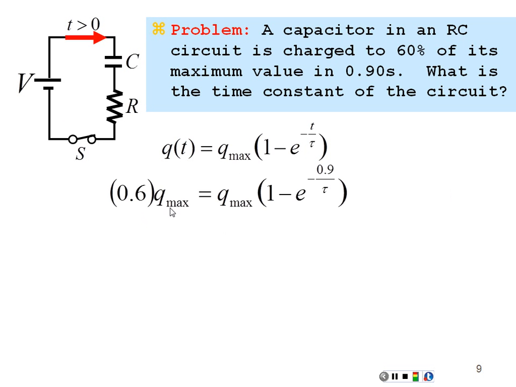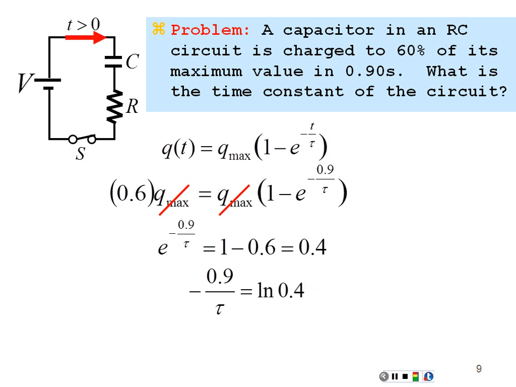So I have 0.6 Q max equals Q max times 1 minus e to the negative 0.9 seconds over tau. The Q maxes cancel out, and I have an equation with only one unknown, tau. I can solve this for my time constant, tau. Subtract 0.6 from both sides, add e to the negative 0.9 over tau to both sides. So I have e to the negative 0.9 over tau is equal to 1 minus 0.6, or 0.4. Take the natural log of both sides. So negative 0.9 over tau is the natural log of 0.4.